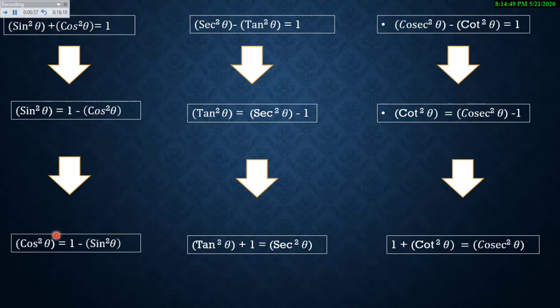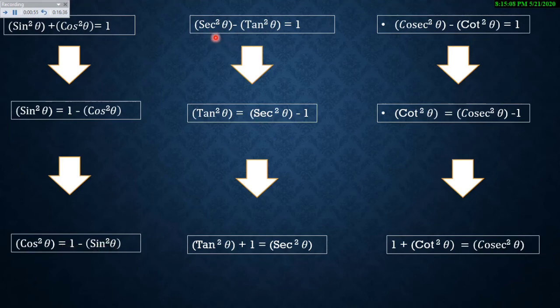Next, we send sin square theta to the RHS. What we get: cos square theta equals 1 minus sin square theta.